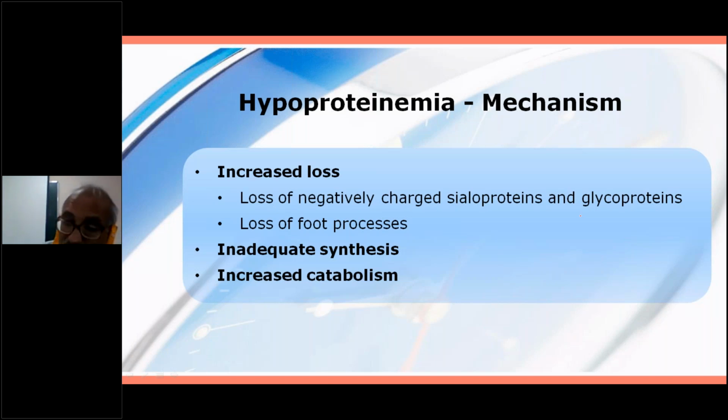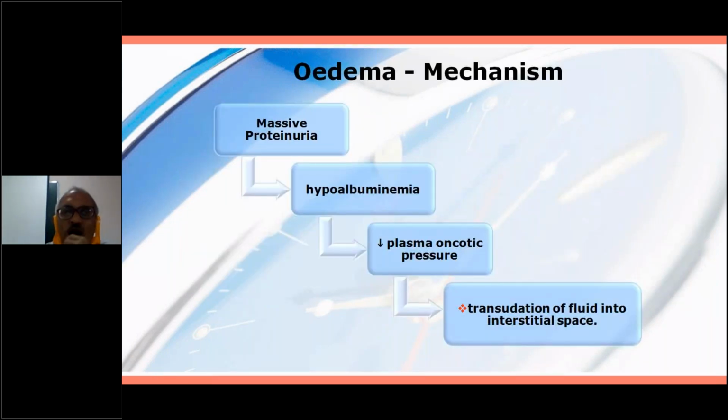The loss of foot processes physically may also create a force. In addition to these losses, there may be inadequate synthesis, because production also may be affected. Catabolism is increased; lipoproteins are all disturbed because of hypoproteinemia. It breaks down existing protein for daily requirements, so existing proteins are also being utilized. That is the destruction, the catabolism. All these are factors leading to hypoalbuminemia and hypoproteinemia. And edema: how does the edema develop? When there is massive proteinuria, that will lead to hypoalbuminemia.